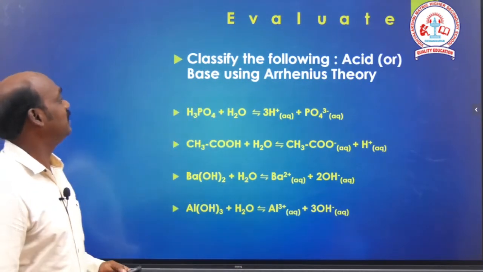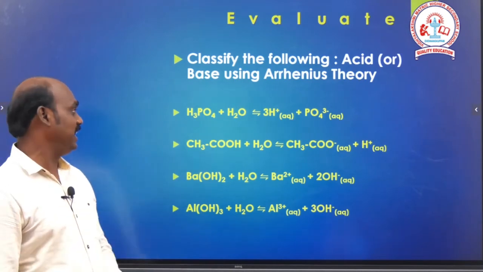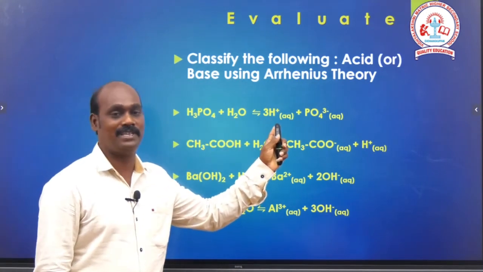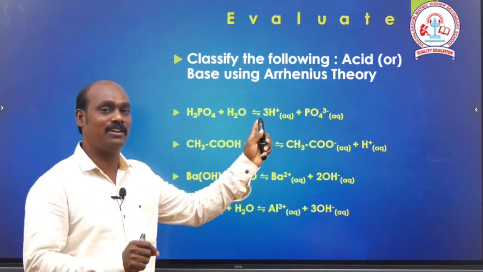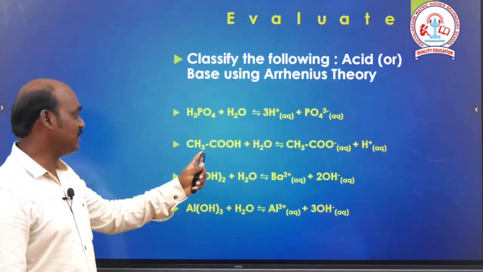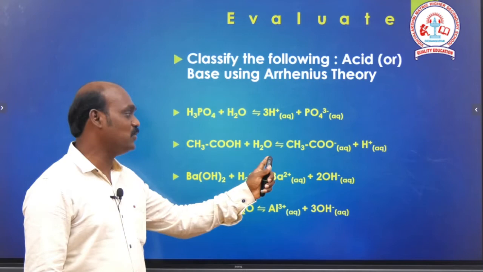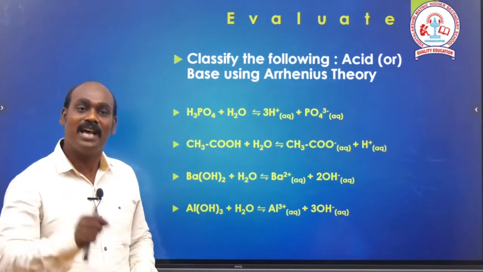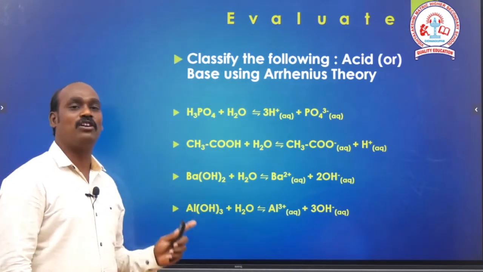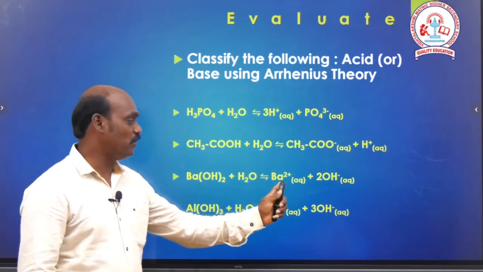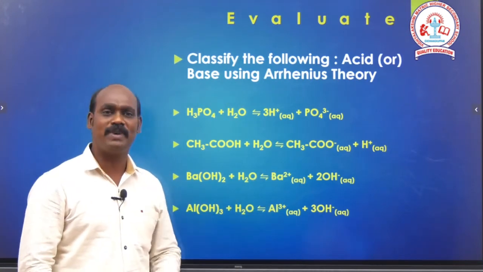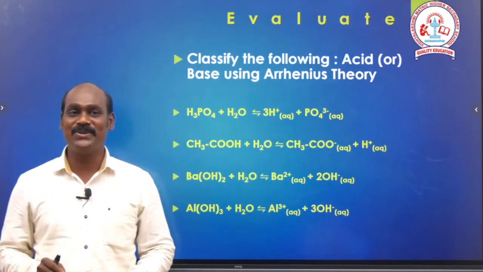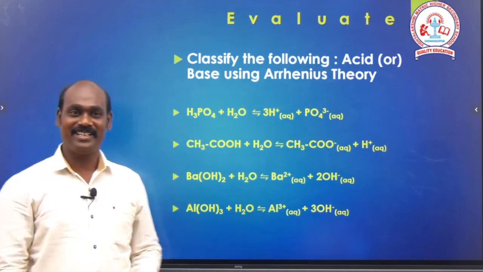See how to classify the following based on Arrhenius theory. The first one, phosphoric acid, produces 3H plus ion, so it belongs to acids. Next one, acetic acid, dissociates into acetate and H plus ion. This also produces H plus ion, so it also belongs to acids. What about the third one, barium hydroxide? It dissociates in water to form barium 2 plus ion and 2 OH minus ion. Here barium hydroxide produces OH minus ion, so it belongs to bases. You are absolutely correct. You got it.